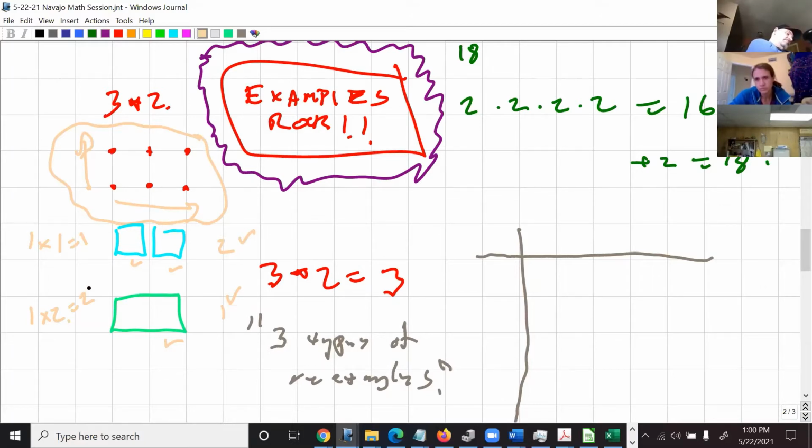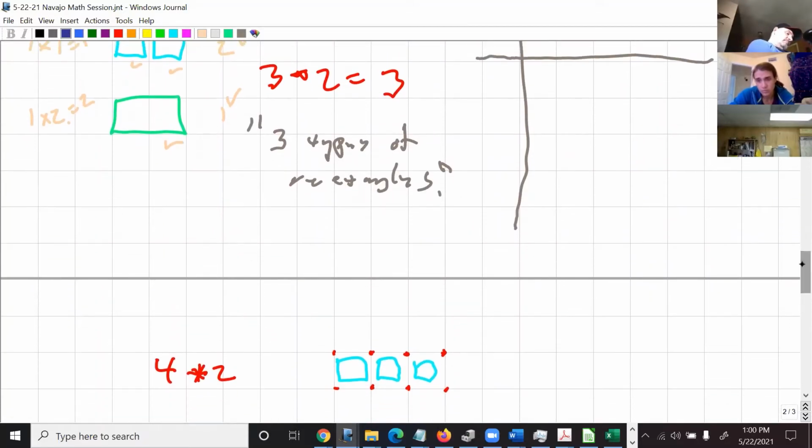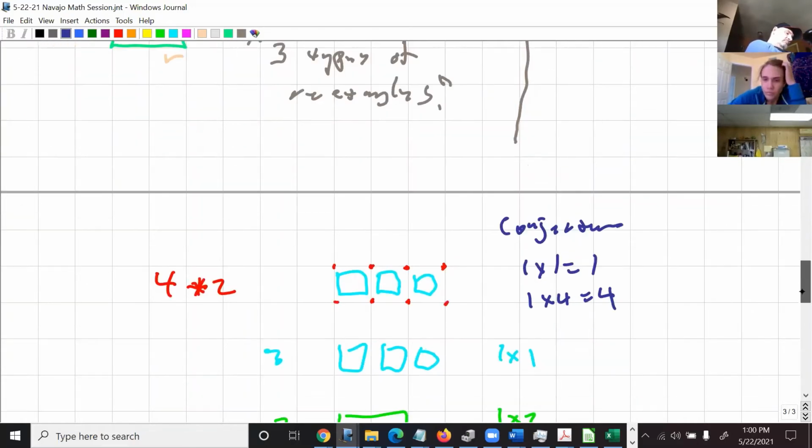I see. So you're trying something there. This is what I would call a conjecture. Woohoo! We love conjectures. So the same way with the 4 by 2. The 1 times 1 equals 1. The 1 times 4 equals 4. 1 times 1 equals 1. 1 times 4 equals 4. 1 times 2 equals 2.